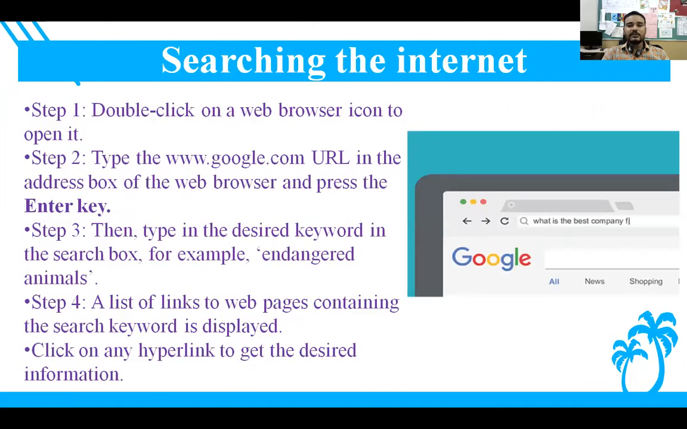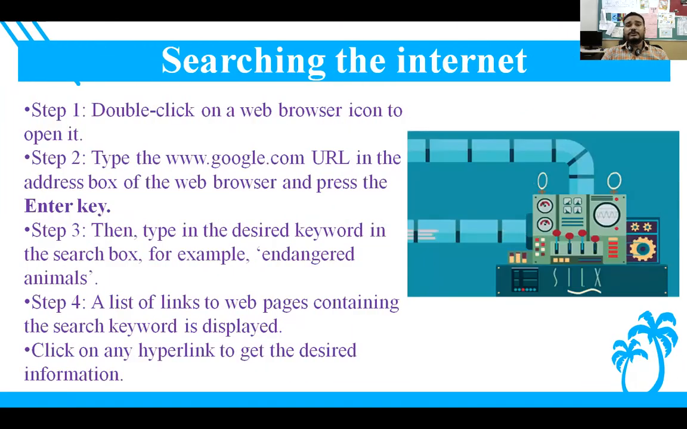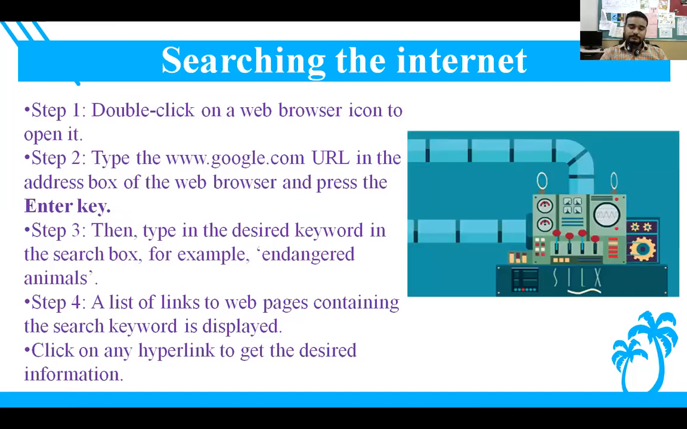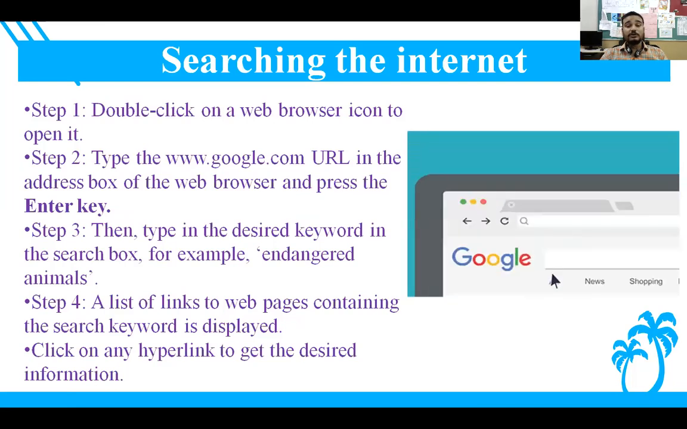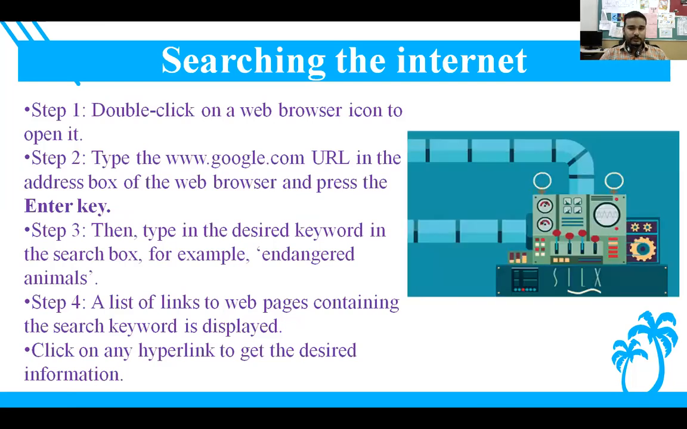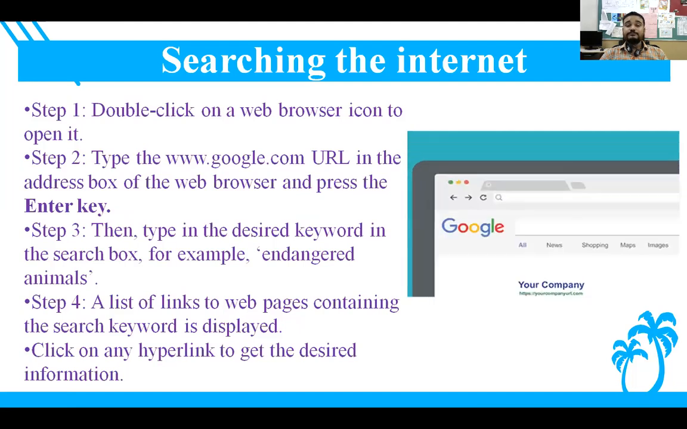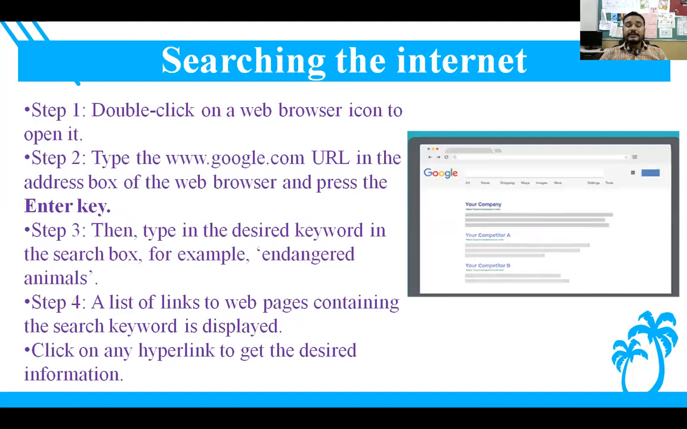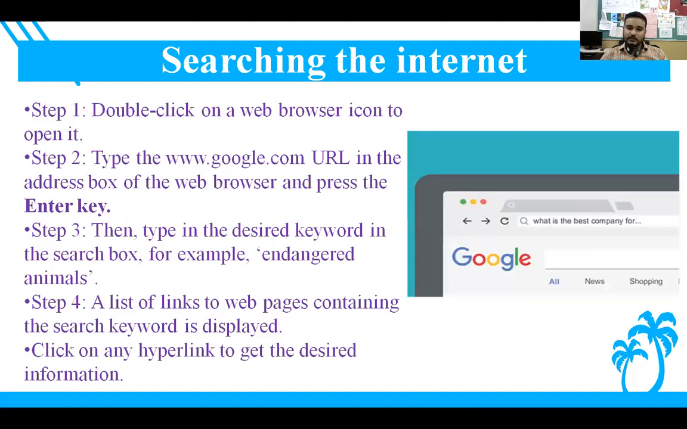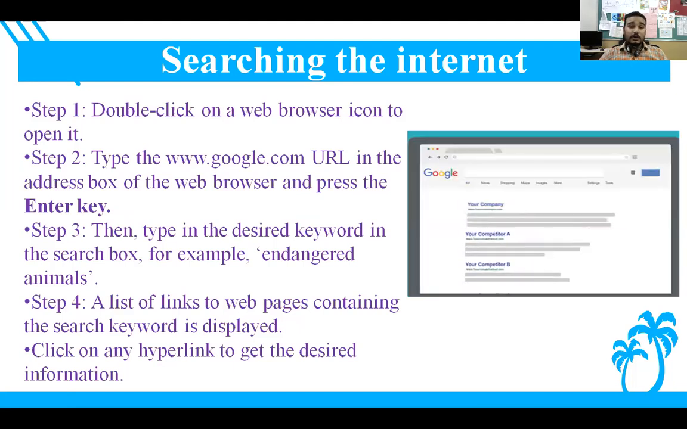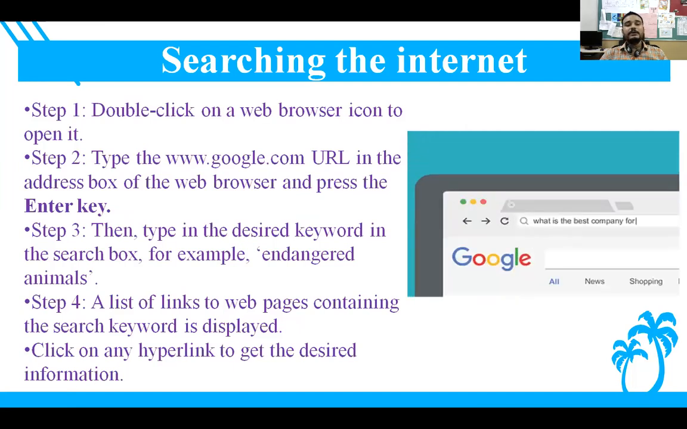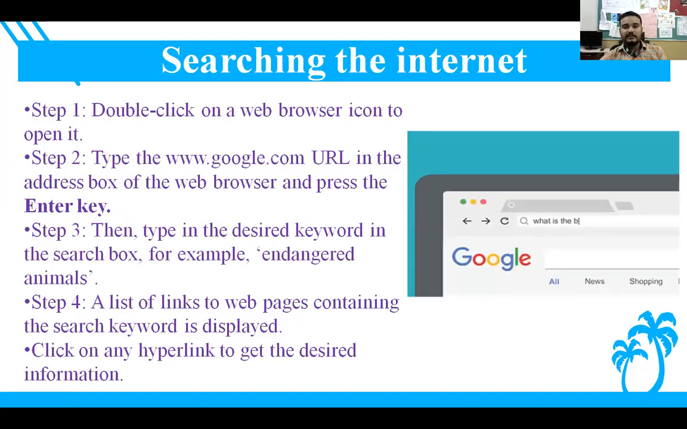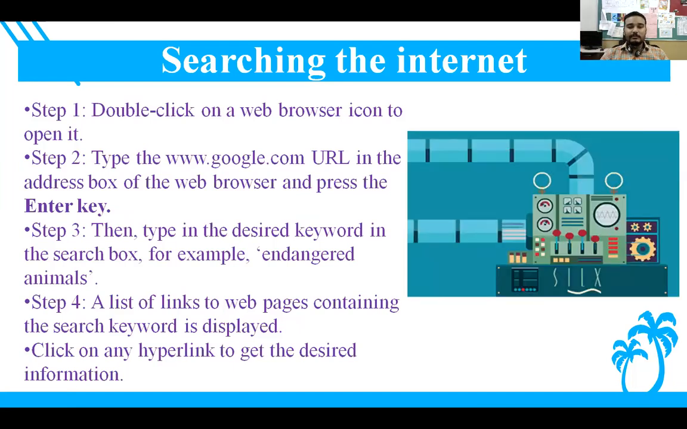Now, how to search information on the internet, this we are going to learn now. First thing, you need to have an active internet connection. Second thing, you need to have a browser installed, like Google Chrome. So double click on the web browser icon and open it. And when you open it, at the top bar you can see, here in the image also, what is the company for is being typed.